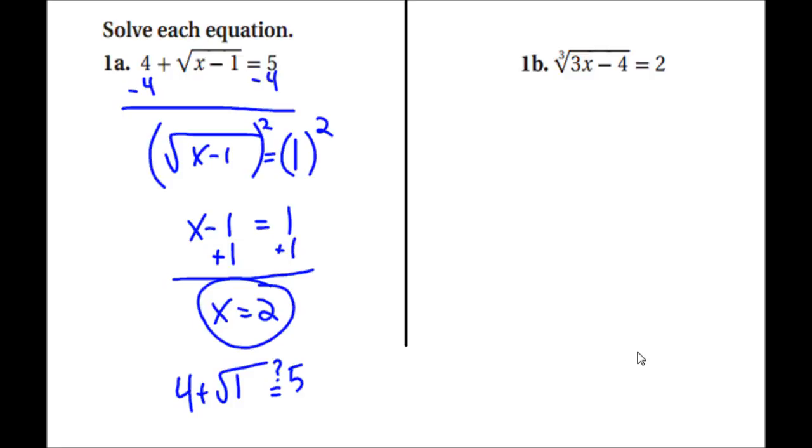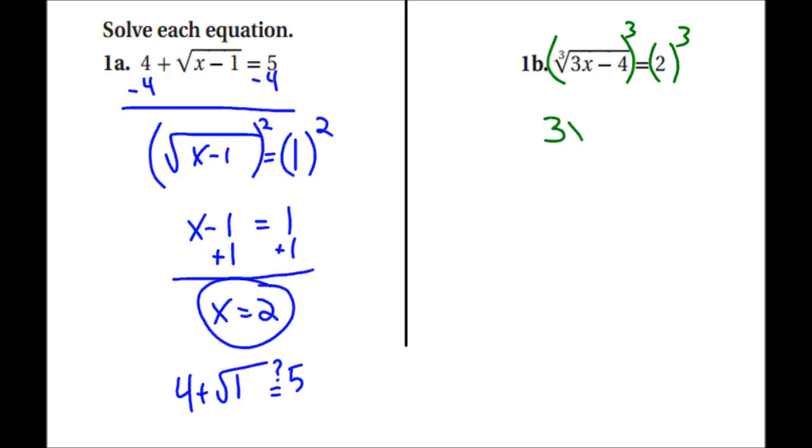So we have another one, 1b. This time our radical has an index of 3, which means we need to cube this side of the equation. Because if you think of it, this is really 3x minus 4 raised to the 1/3 power. We'd want it really raised to the power of 1. So we cube both sides of the equation.